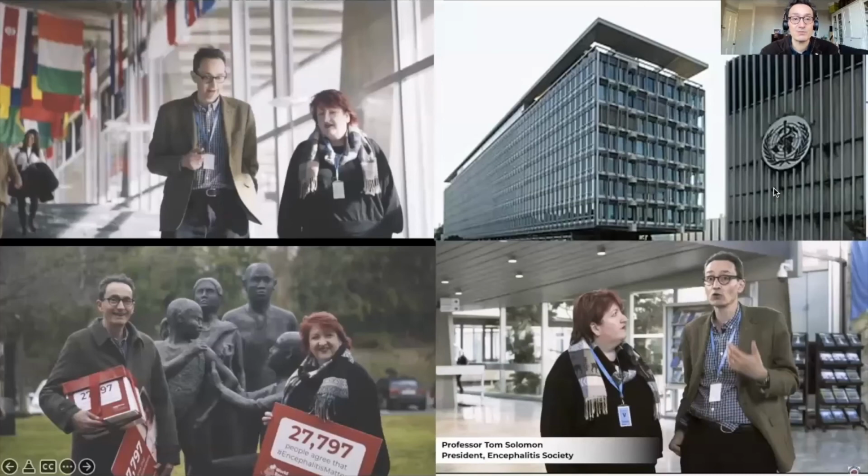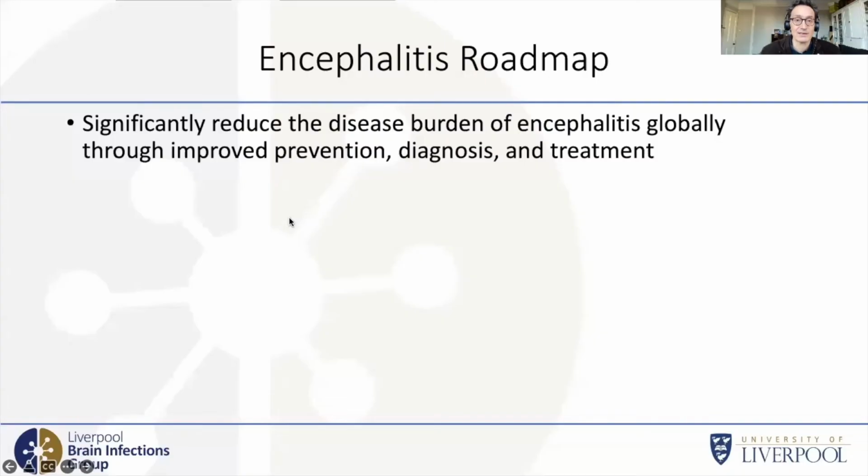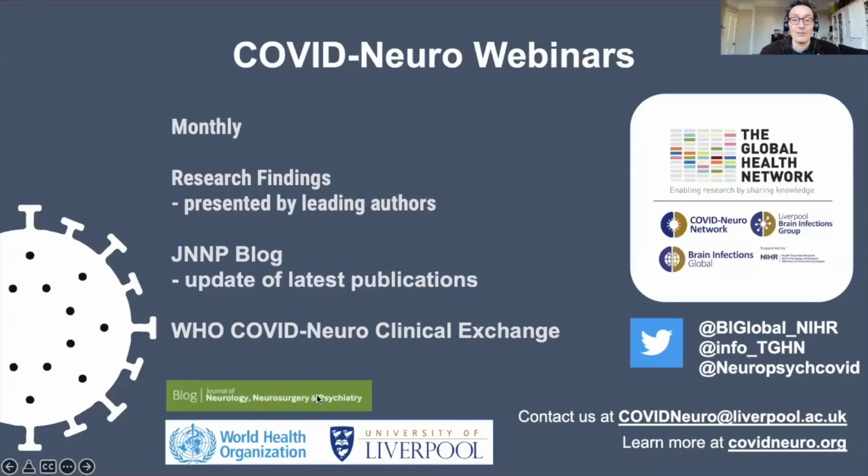But I did want to mention, just before the pandemic started, myself and the chief executive of the society, Ava Easton, were in Geneva talking to the World Health Organization about our desire for a much more concerted effort globally on tackling encephalitis. And this is now going to result in an encephalitis roadmap. There will be meetings on getting this started over the summer to see if we can significantly reduce the global burden of encephalitis through better prevention, diagnosis and treatment, and to a large extent using what we already know. I'm going to stop there.